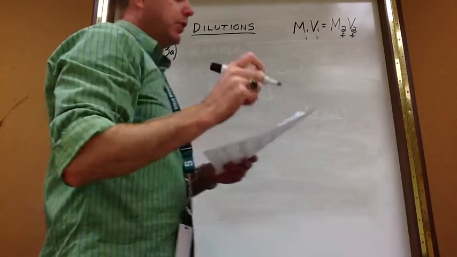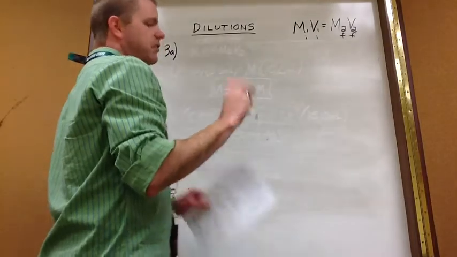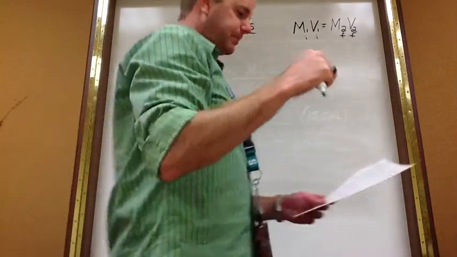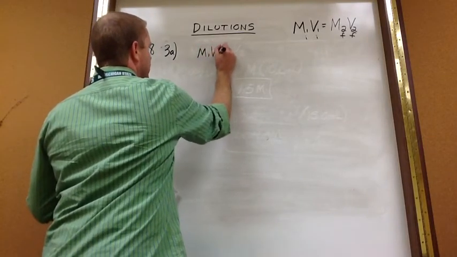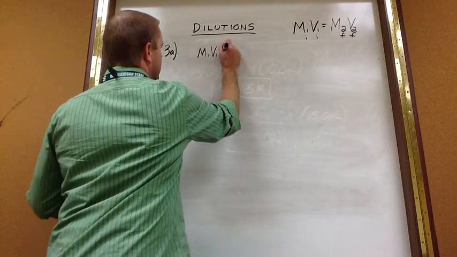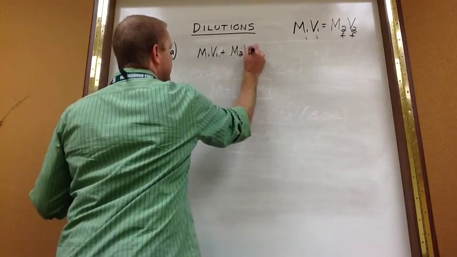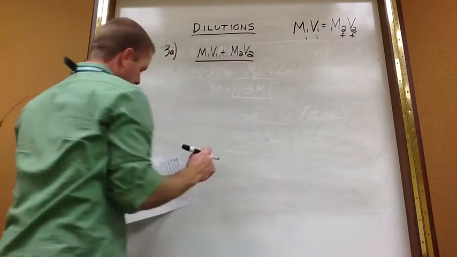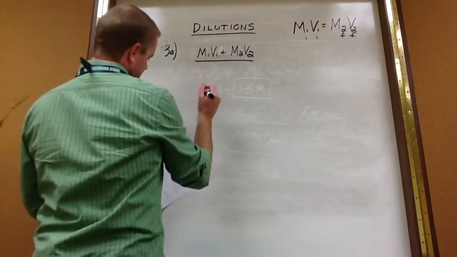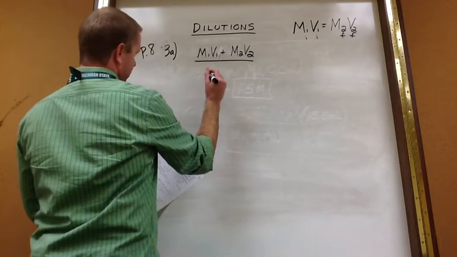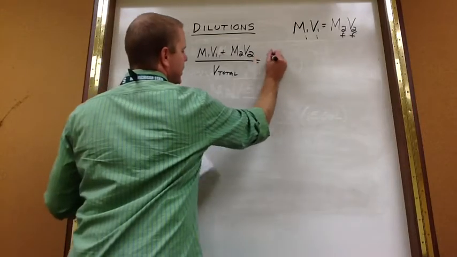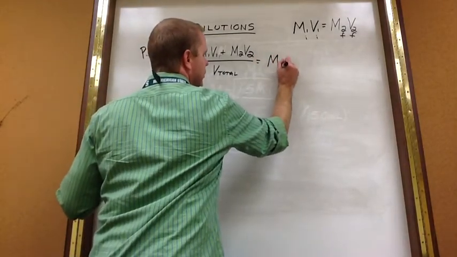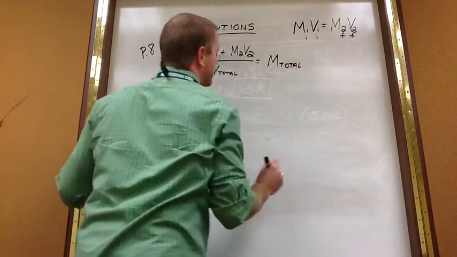It says, use dilution equations to determine the concentration of the following mixtures. When you have 2 things and you're putting them together, you have to follow this. M1 V1 plus M2 V2 over V1 plus V2, or total volume. So V total. What does that equal? It means the molarity of the total solution, or the whole.